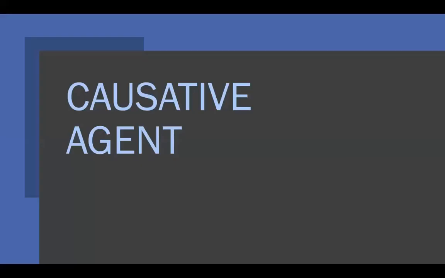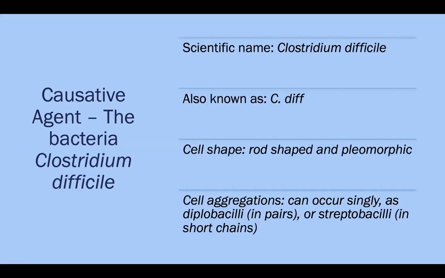Then we have the causative agent. The causative agent is the bacteria Clostridium difficile. Scientific name is also Clostridium difficile. It can also be called C. diff or C. difficile. Cell shape is rod-shaped and it is pleomorphic. Cell aggregations can occur singly, as diplobacilli in pairs, or streptobacilli in short chains.